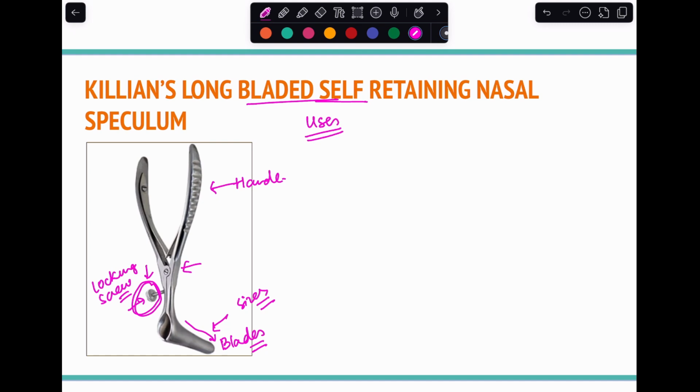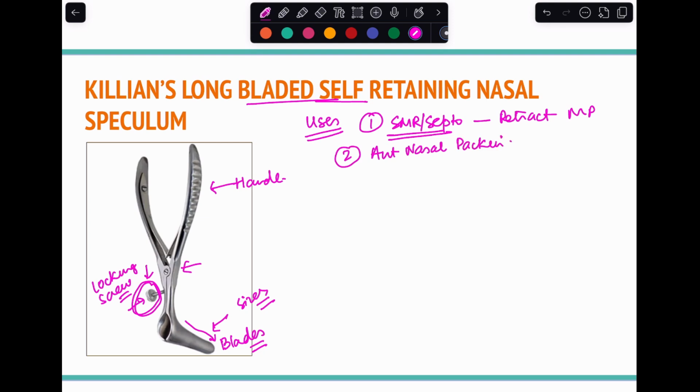Next, let's talk about the different uses of this speculum. First of all, we have its use in SMR as well as septoplasty. What do we do here? We use the speculum to retract the mucoperiosteum. We retract the flaps away from each other and fix the screw over here to increase our visibility of the area. So this is the purpose of using the speculum in septoplasty. Second, this is also used to do anterior nasal packing. This is the second use that we have during the time of septoplasty. So these were the two uses of this instrument in septoplasty.